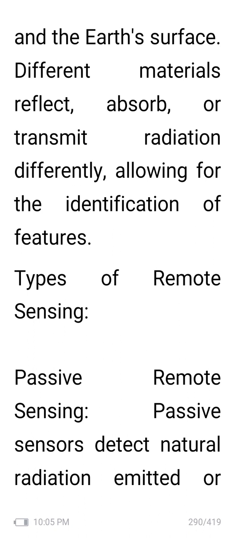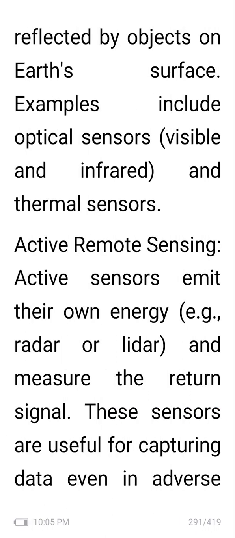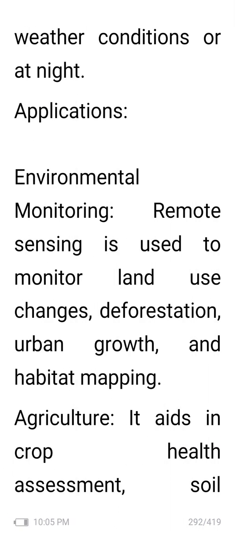And types of remote sensing. Passive remote sensing. Passive sensors detect natural radiation emitted or reflected by objects on Earth's surface. Examples include optical sensors, visible and infrared, and thermal sensors. Active remote sensing. Active sensors emit their own energy, radar or lidar, and measure the return signal. These sensors are useful for capturing data even in adverse weather conditions or at night.